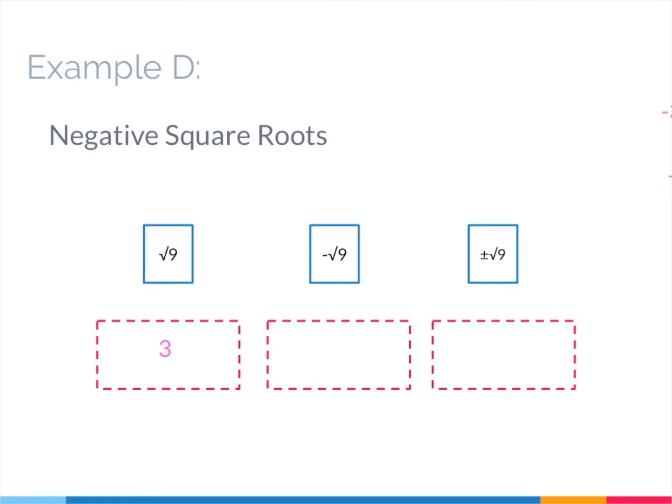The next one, I have a negative symbol outside my square root. So I have to follow my order of operations here. I have to do my square rooting first and then apply the negative. So the square root of 9 is 3, and then apply the negative, so I get negative 3.